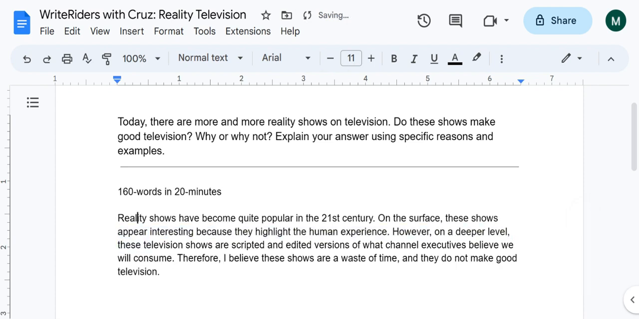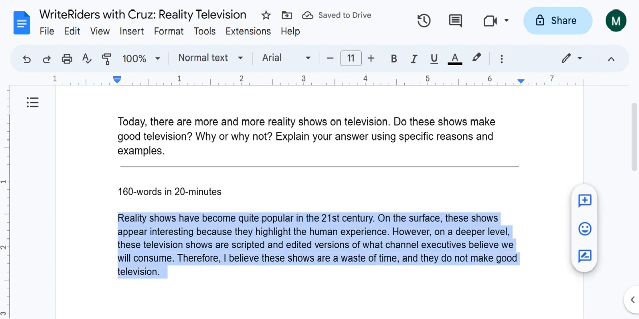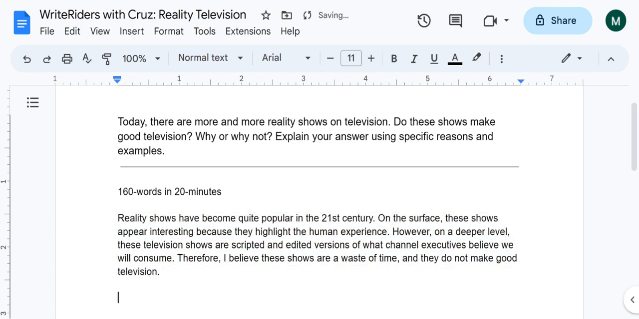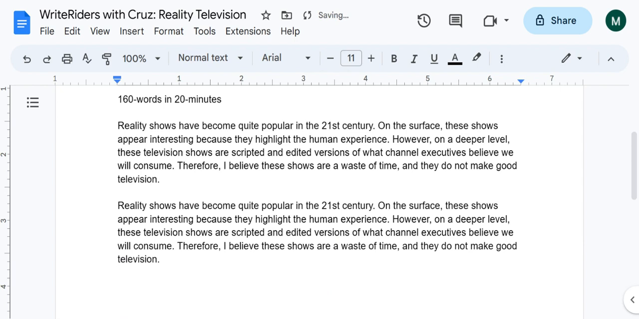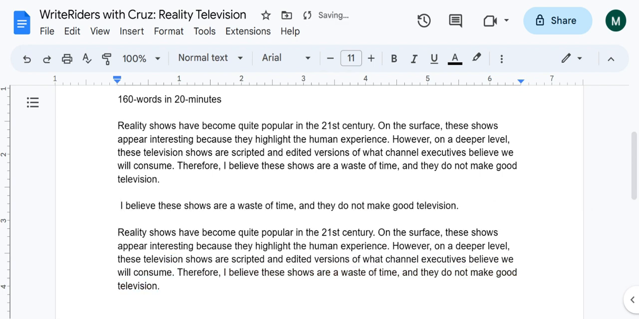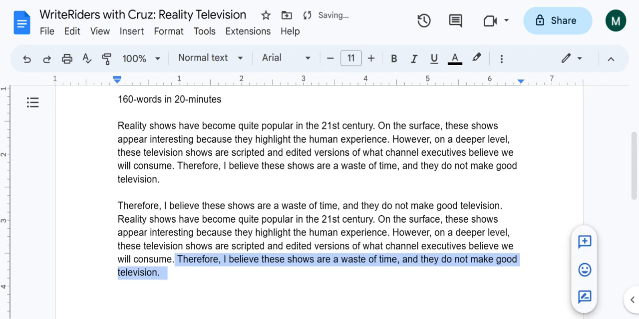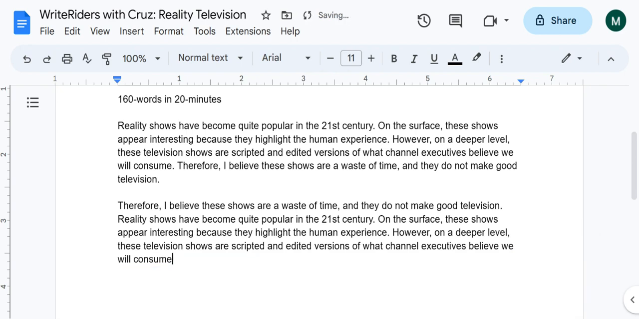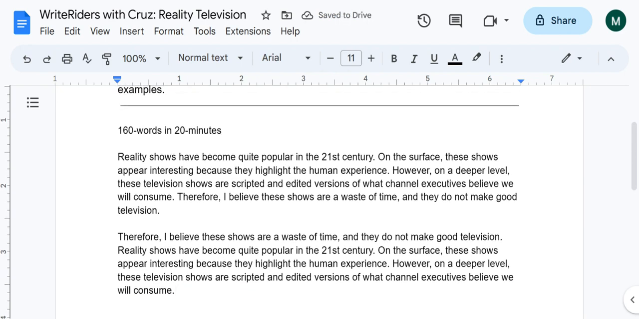Okay, writers, I am going to go with this as my introduction. What I'm doing is copying and pasting it, and making it my conclusion. Oops, let me undo that. I'm copying basically the last sentence of my introduction and making it the first sentence of my conclusion. That is a strategy that I use to address time constraints, and it allows the reader to come back full circle, right, writers?